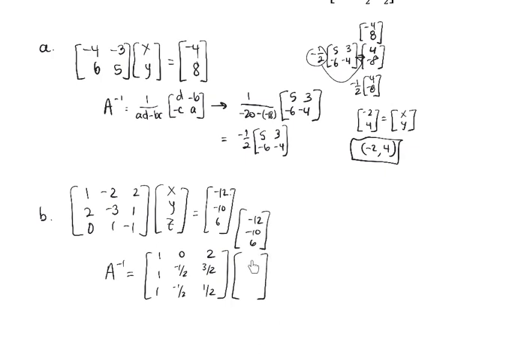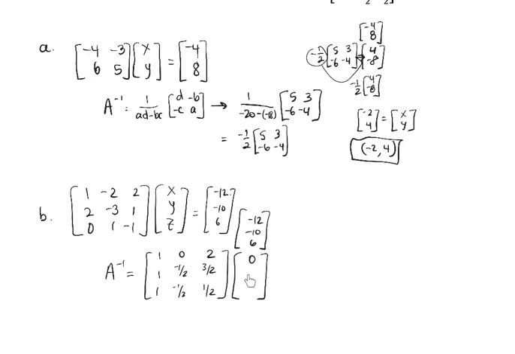Okay, so this entry is going to come from a combination of that row and this column. So it's negative 12 times 1, that's negative 12. 0 times 10 is 0. 2 times 6 is positive 12. So we had a negative 12 here, we had a 0 here, and a positive 12. Add those together, and we get 0.